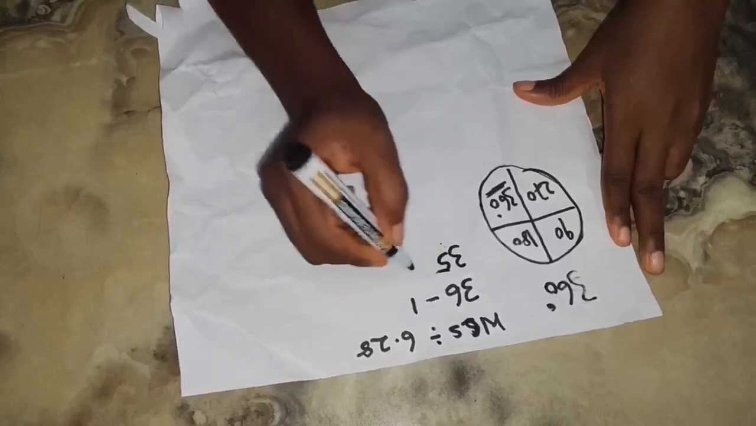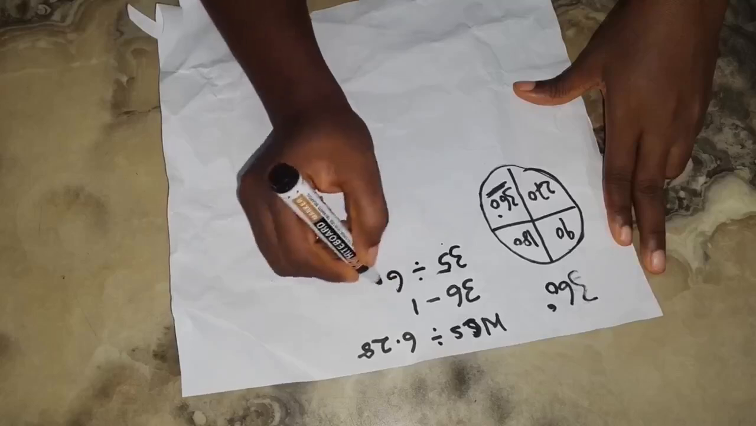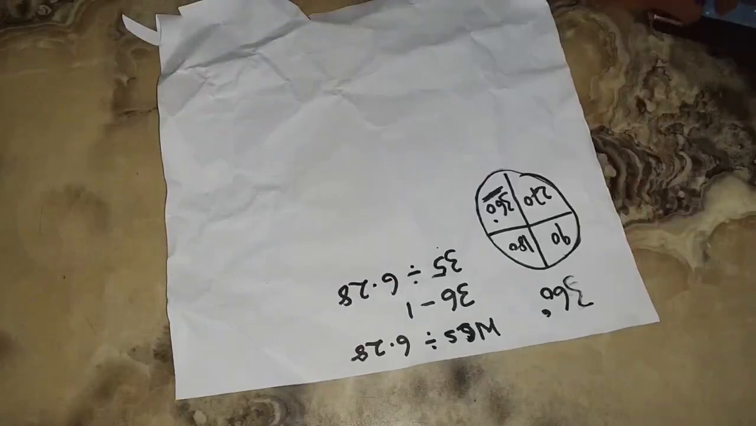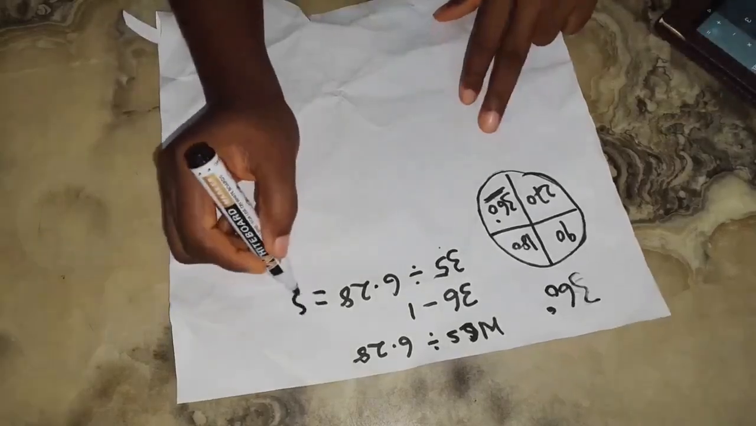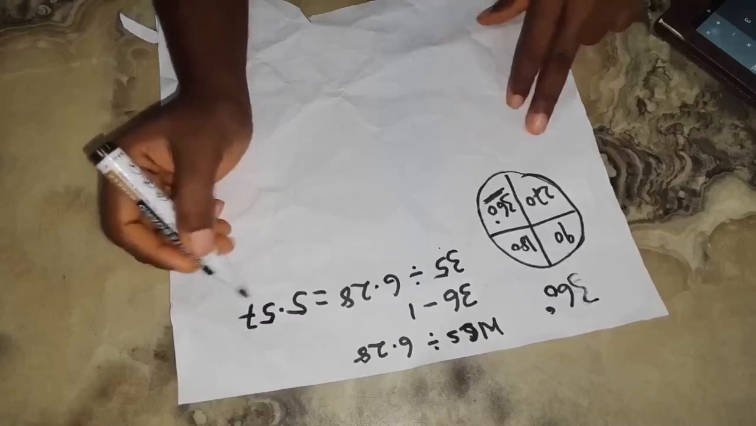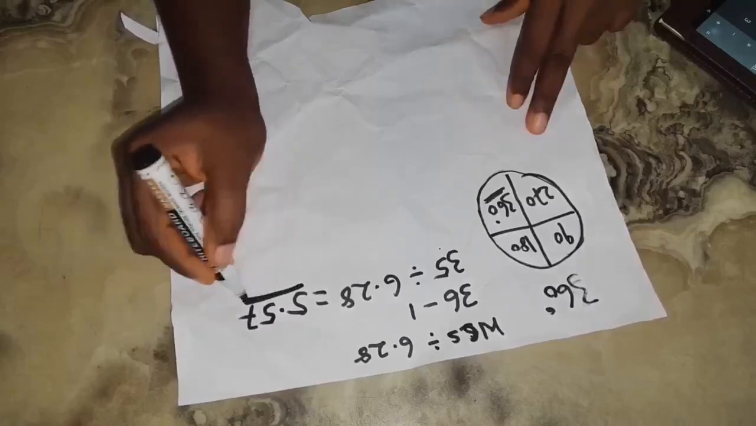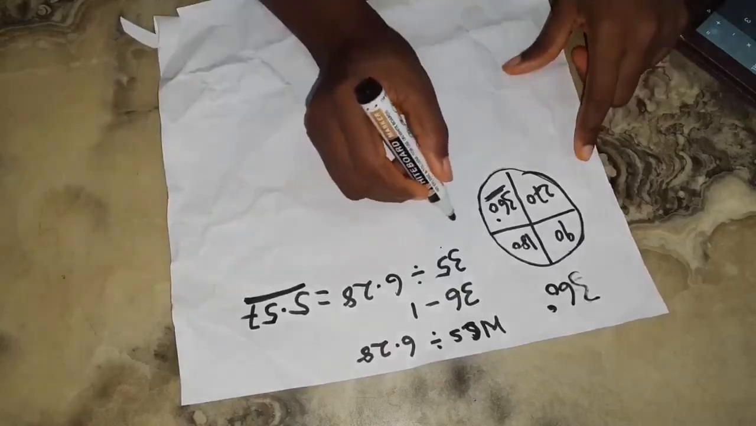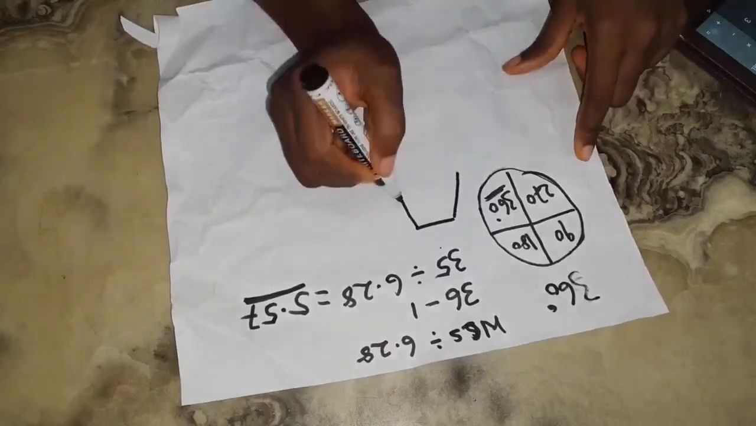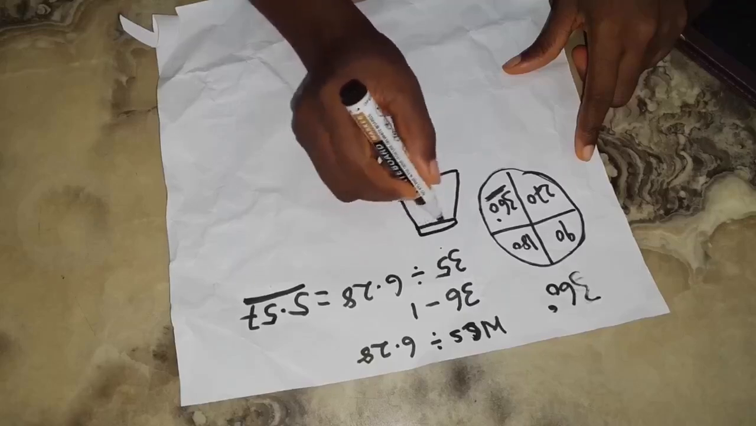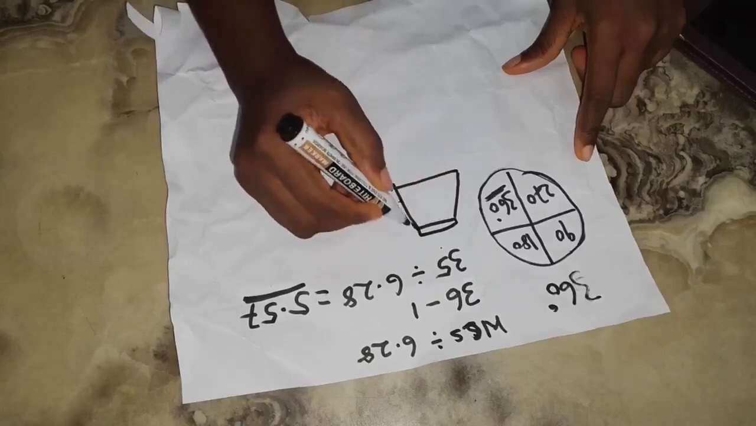So we'll be needing 35 divided by 6.28. So let's see. 35 divided by 6.28. What we are having is 5.57, approximately 5.6. So this is the radius we'll be working with. So having gotten the radius, the material we'll be needing. Let's say this is our skirt. So we have gotten the radius for the waist, and this is the length of the skirt.